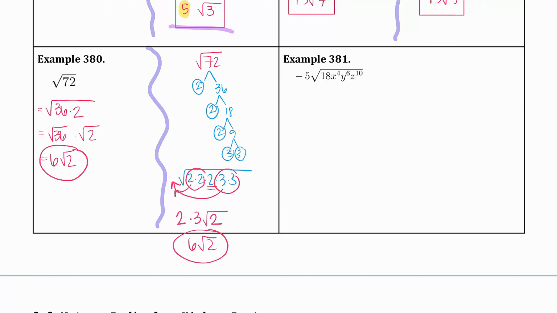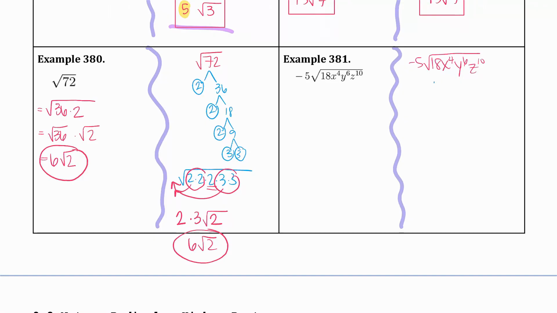All right, and then our last example that they gave us right here, we've got some variables here. And I'm actually going to do it the prime factorization way first. So I'm going to start on this side, and then I'll go do it the other way. So I have negative 5 square root of 18x to the 4th, y to the 6th, z to the 10th.